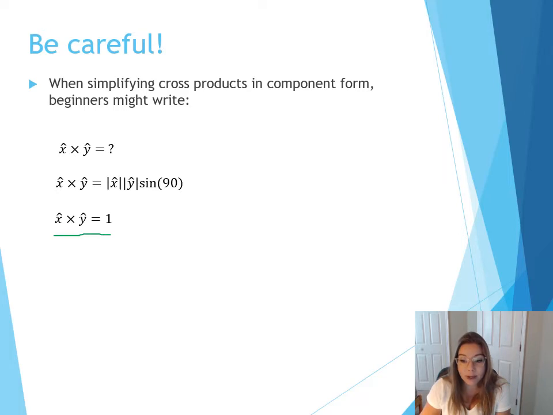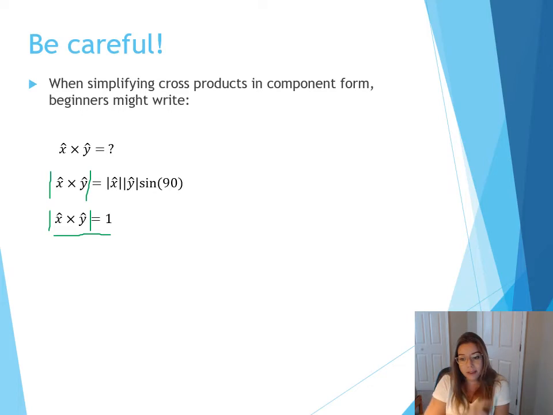The result of a cross product is a vector, so a vector cannot be equal to a number. The mistake you're making here, if you wrote this down, is that what you were finding was actually the norm of the cross product between x and y. And I agree with you, using the graphical method, that the norm of x crossed with y is the norm of x times the norm of y times the sine of 90. So the norm of x crossed with y is the number 1. I do agree with that. That is a true statement.